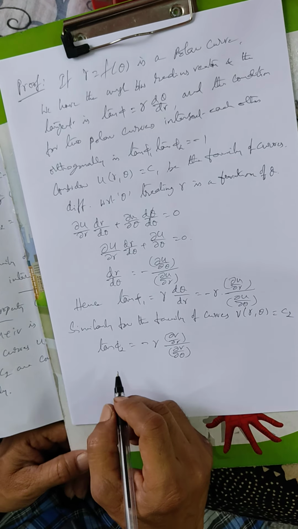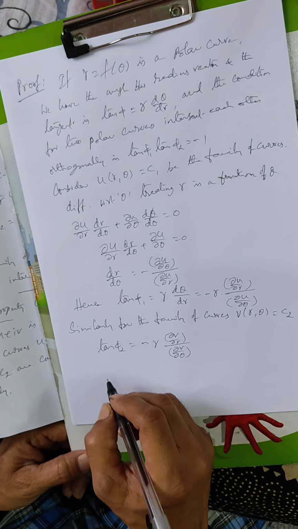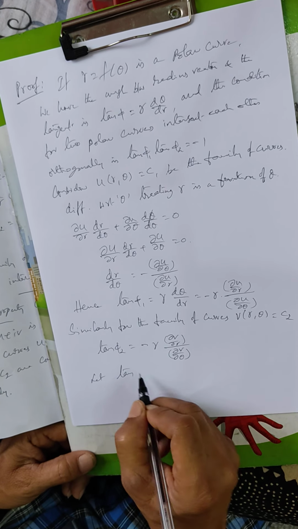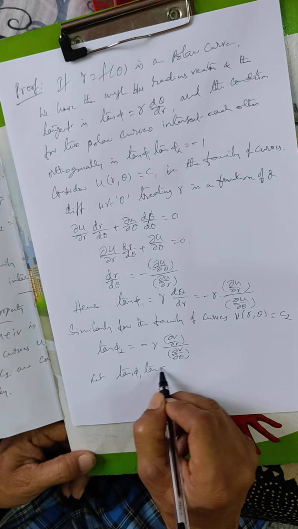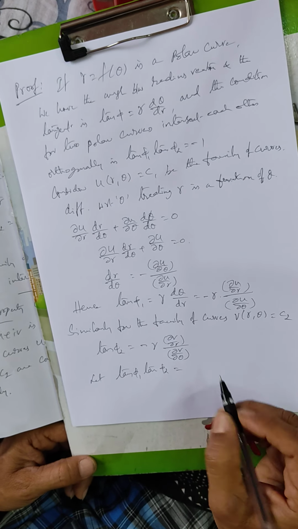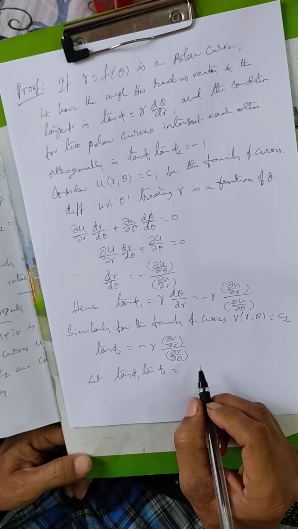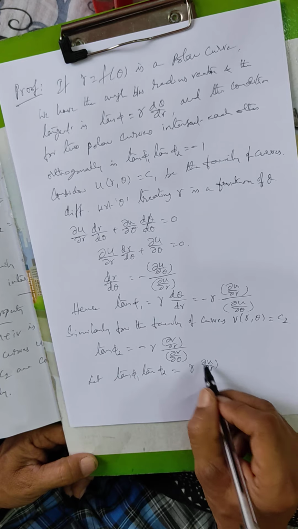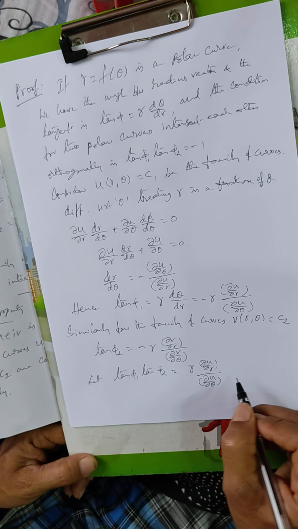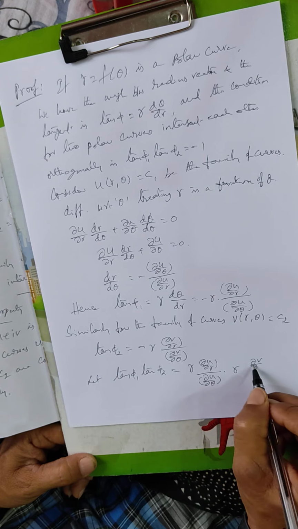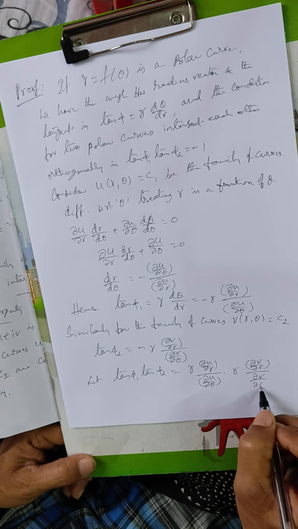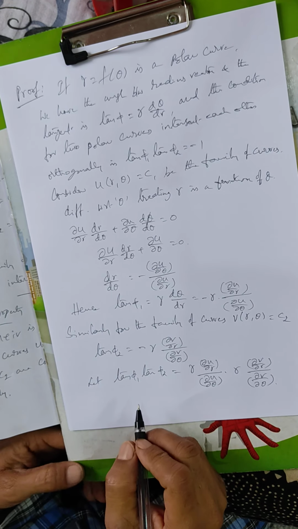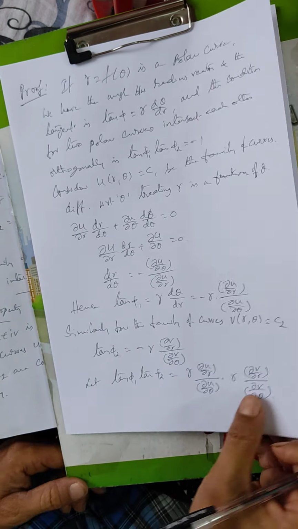Now let us consider the product tan φ1 into tan φ2, that is equal to minus into minus will get plus. First one is r ∂u/∂r divided by ∂u/∂θ, and next r ∂v/∂r divided by ∂v/∂θ. But as the function f(z) is analytic, it must satisfy the CR equations.